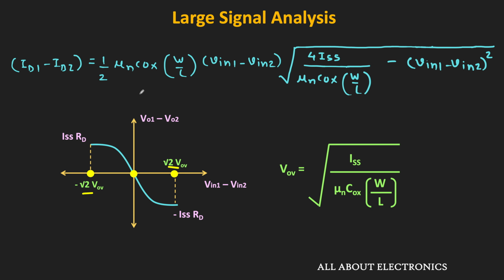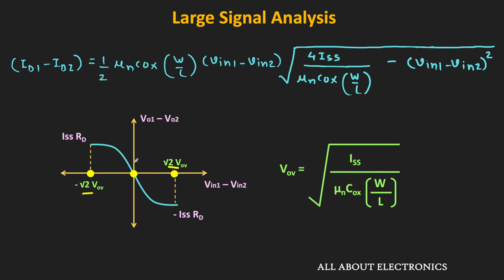And of course, to get the relationship between this output and the input, we need to multiply this expression by the minus RD. Alright, so now let us see how this input-output characteristic changes with this overdrive voltage. As per this graph, as the overdrive voltage increases, the curve will spread horizontally, and hence the differential input range over which this circuit works will also increase. Moreover, as the curve spreads horizontally, the linear region of operation will also extend.